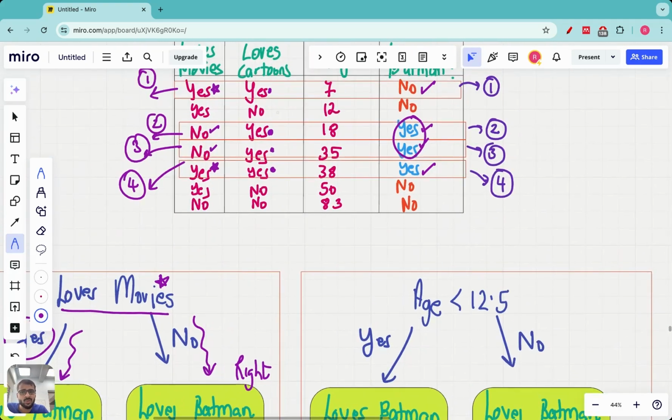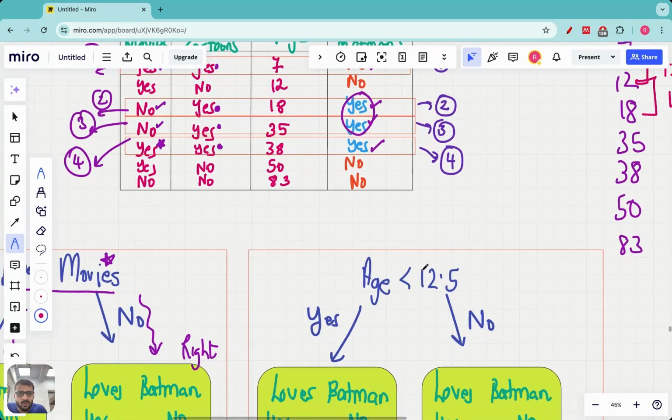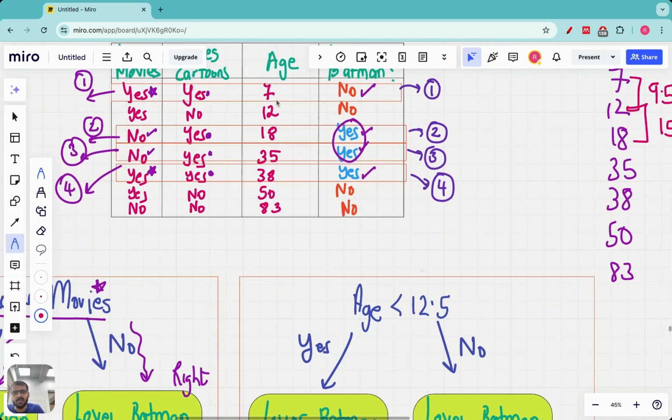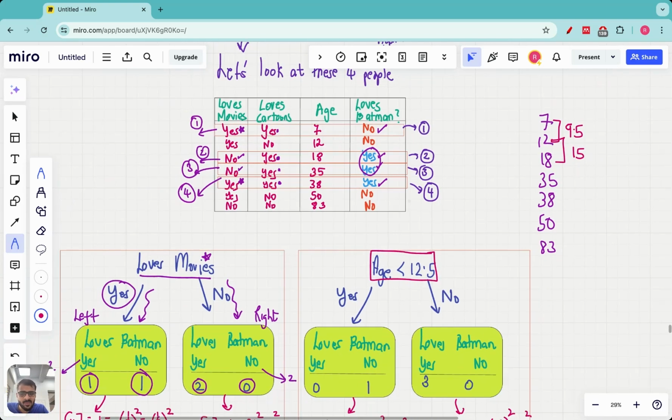Now let us look at age. We can calculate the Gini impurity for multiple different age points such as 7.5, 12.5, 18.5, etc. And I encourage you to do that. But right now I'm just going to show the Gini impurity calculation for age less than 12.5. So you can even do this for age less than 15 and the calculation will stay the same.